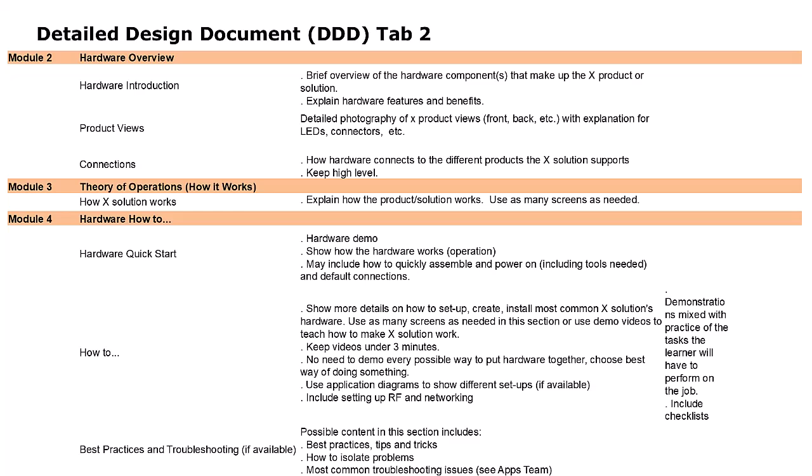And then module four is the hardware, right? So, okay, we'll do a hardware demo. It's usually going to be a video if it's an online course, or it's going to be an instructor demo if it's an instructor-led course. And if there's any how-to videos, this is the module where you include those how-to videos. And then you would get into module 5, which would be software overview, software how-to.